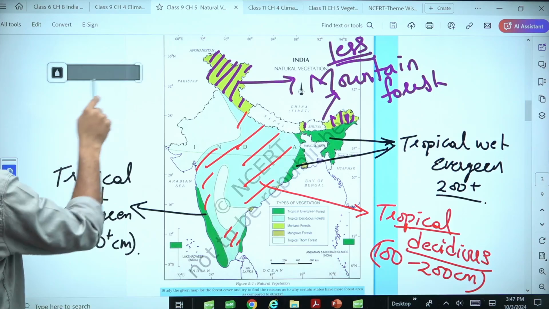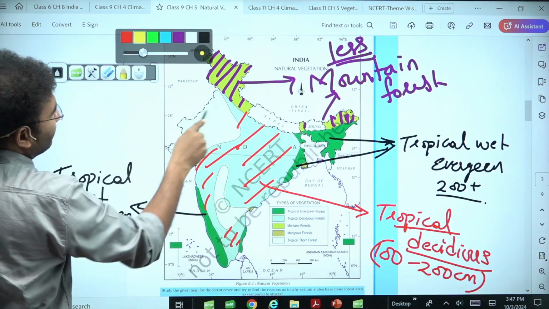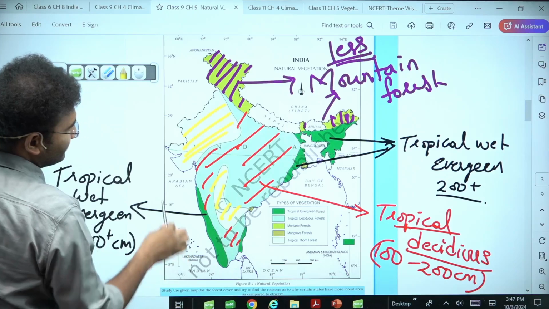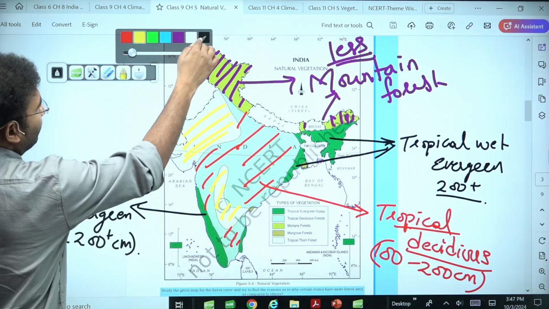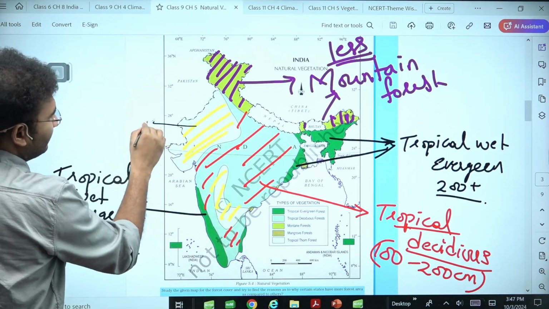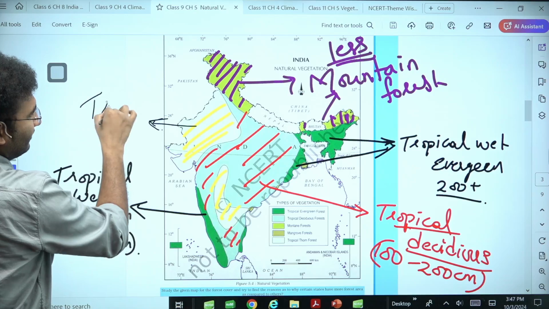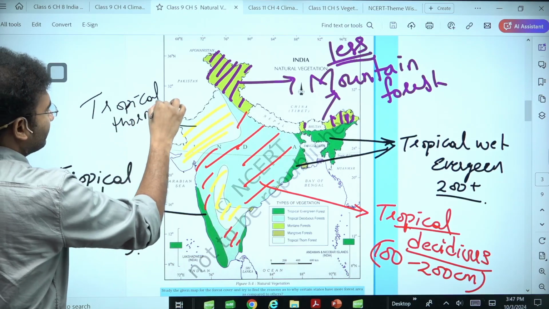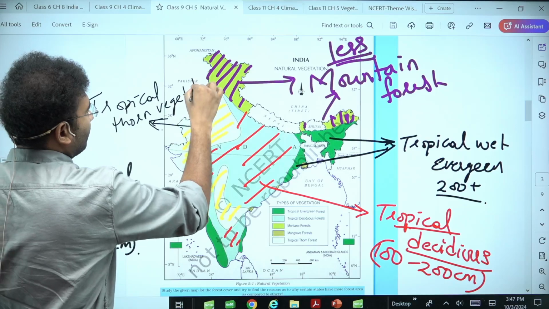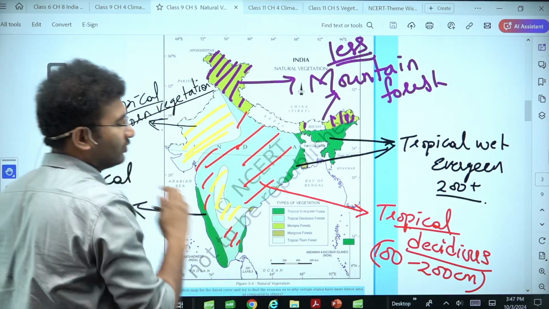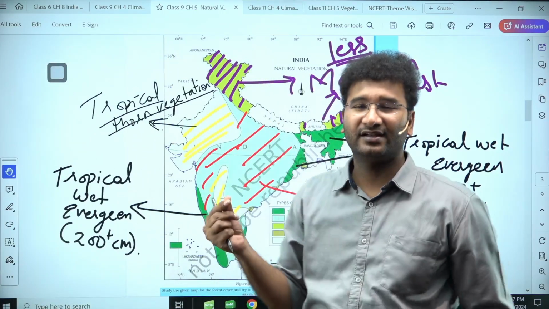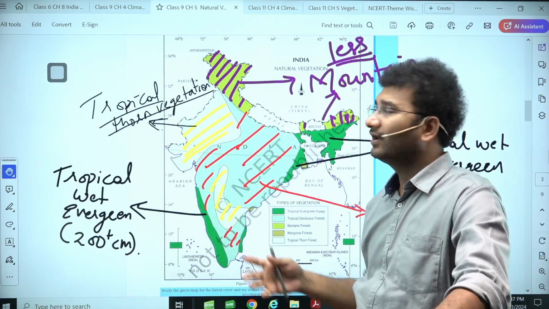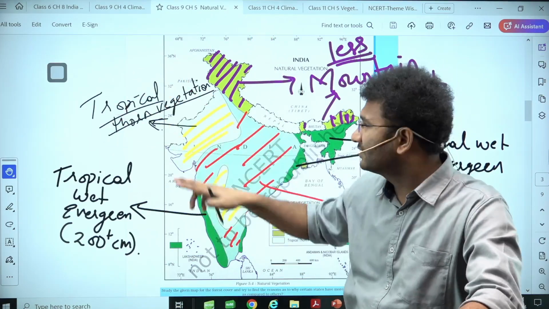And lastly, these are your semi-arid areas or desertified areas. I can consider this as tropical thorn vegetation, meaning plants which have thorns, spikes and needles. There is not much moisture present in the region.